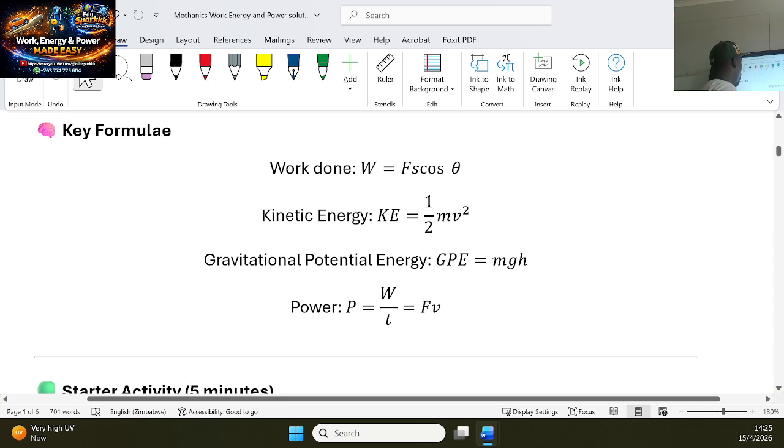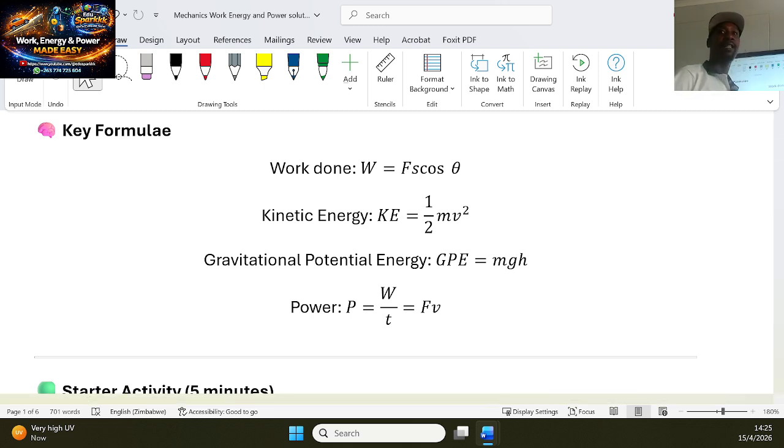Now, we want to look at a bit of formula here. The first one is to calculate work done: W is equal to F S cos theta. Kinetic energy is half mv squared. Then we have gravitational potential energy, which is mgh. Then power is the rate at which work is done, so work done per unit time, which is also equal to force times velocity. And for all these calculations, we take g to be 10.